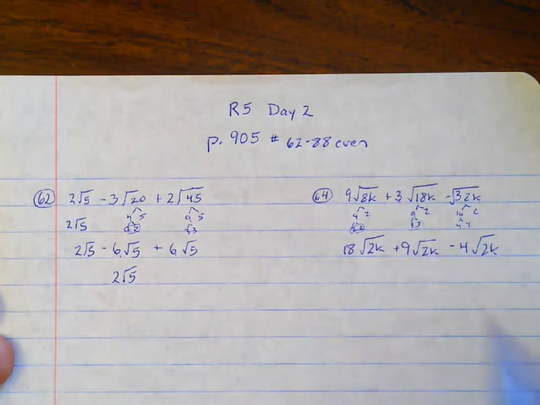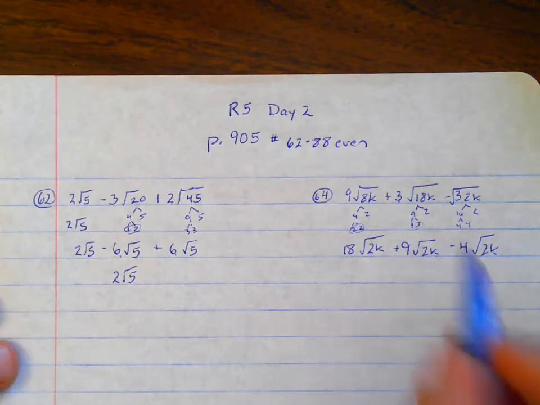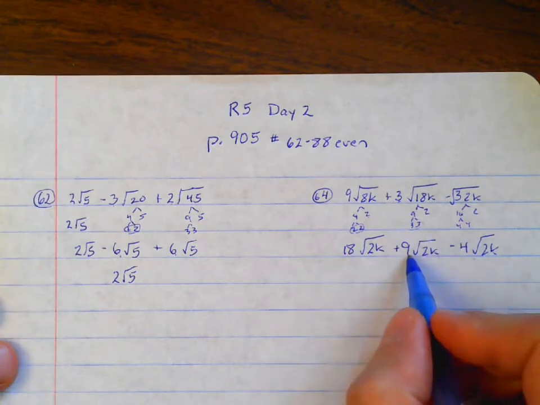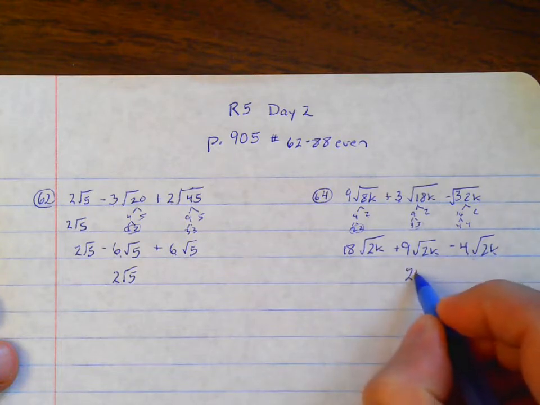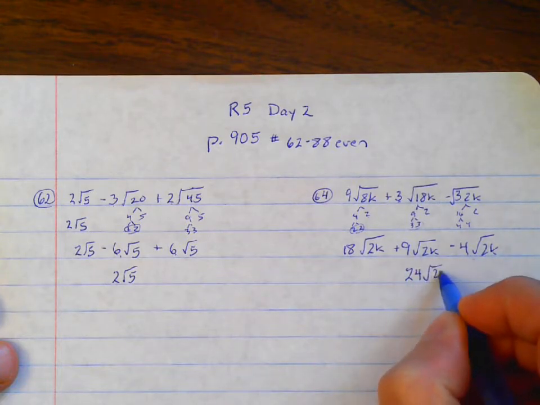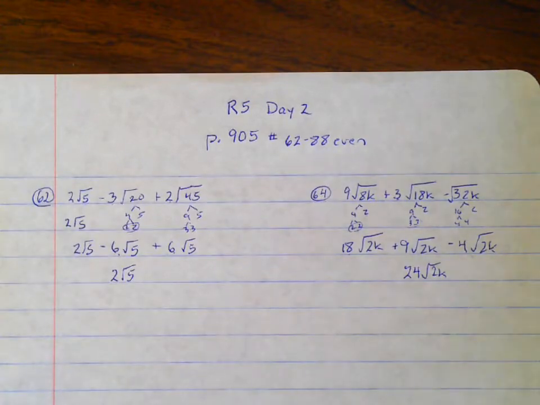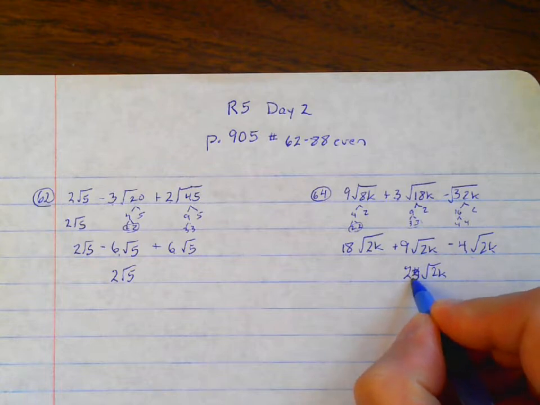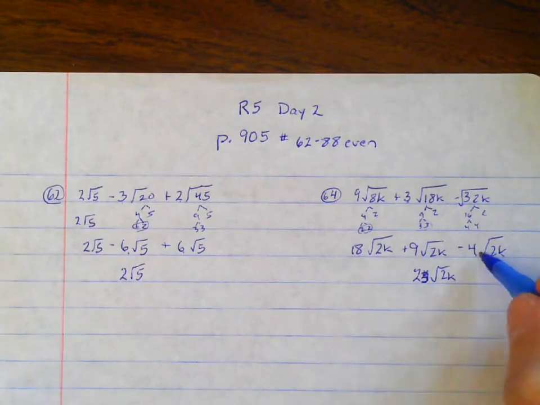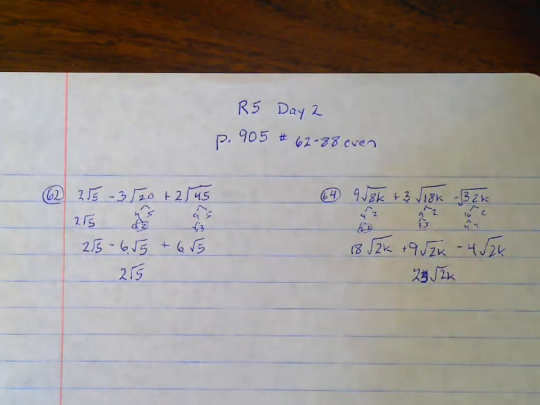Okay, so now they're all square root of 2k's. I can add them together. This would be 28 minus 4 would be 24 square root of 2k. I'm sorry, 23. 17, yeah, 27 minus 4.